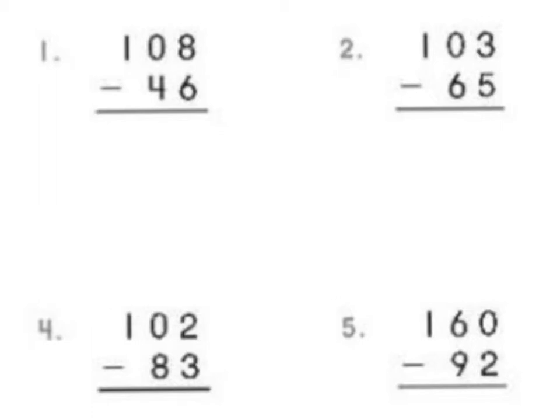So the first thing I'm going to do is ask myself, do I need to ungroup? Yes or no? So I'm going to take a look and start with my ones place. I have an 8 on top, which is greater than the 6 on the bottom, so I'll have enough ones to subtract. Then I'll come over to my tens place. In my tens place, I have a 0 on top and a 4 on the bottom. So that tells me my 0 is less than my 4, which means I'm going to have to ungroup for my tens place. So let's go ahead and do that.